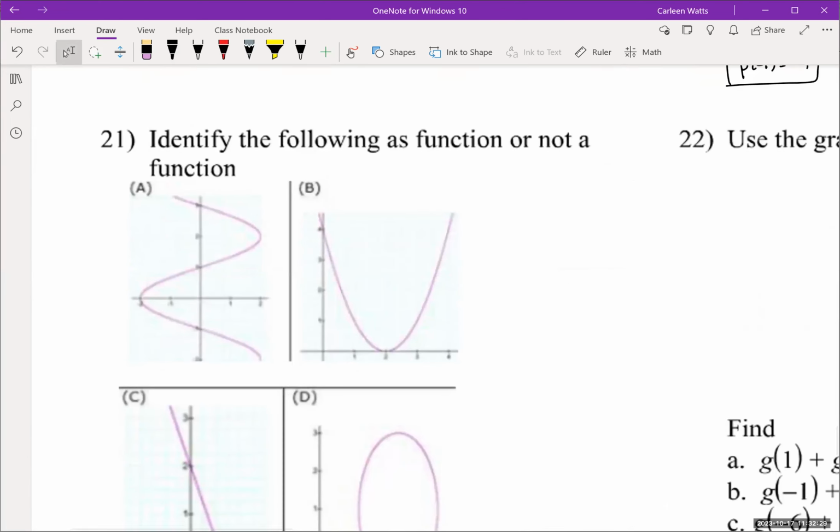Now, look at this. If I plug in 1, I get whatever I get, 1. But look at this one. If I plug in 1, could I get a +1 and a -1? No. Okay. Can we see that this is a function and this is not a function?